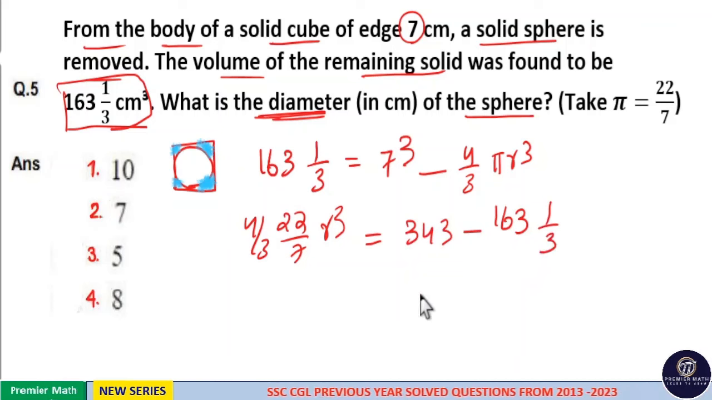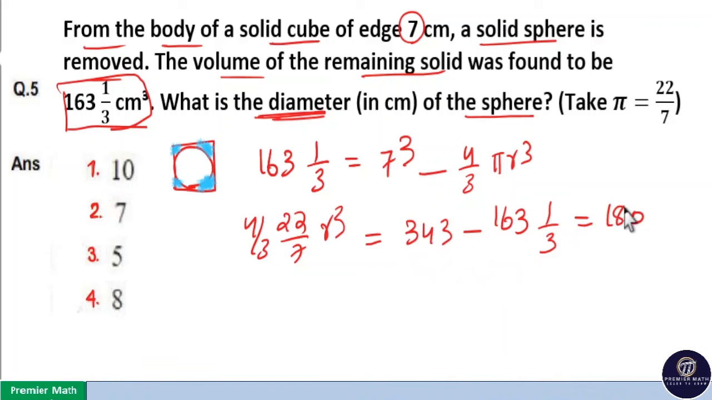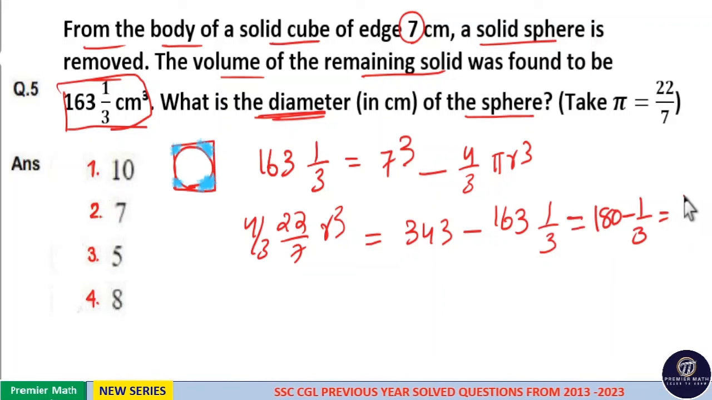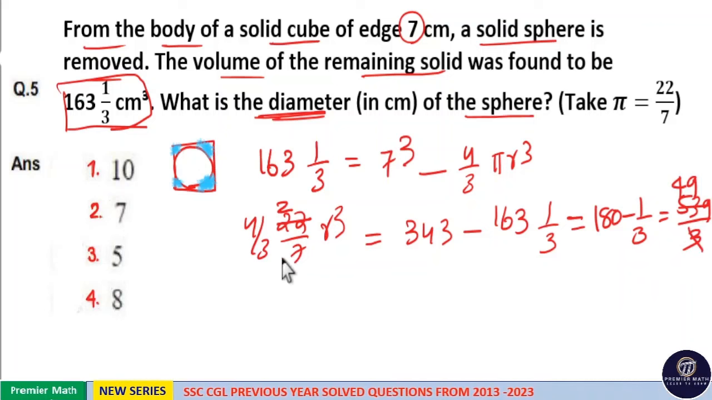163 and 1 by 3. Now, this means that this is 343 minus 163 minus 1 by 3. Let us take the difference between 343 and 163. That is 180. So, 180 minus 1 by 3. 3 into 180 is 540. 540 minus 1 is 539 by 3. Now, 11 goes 2 times in 22. 11 goes 4 times in 53. Remaining 9. So, 11 goes 9 times in 99. 3 and 3 cancel.